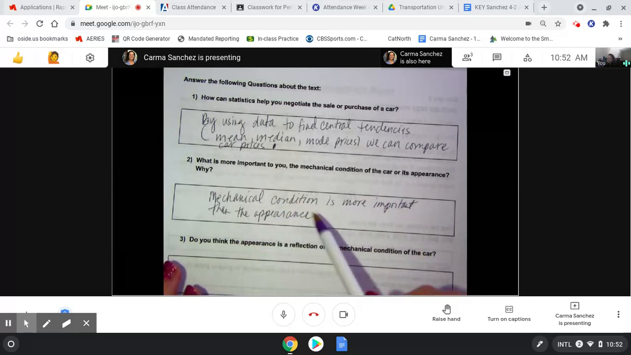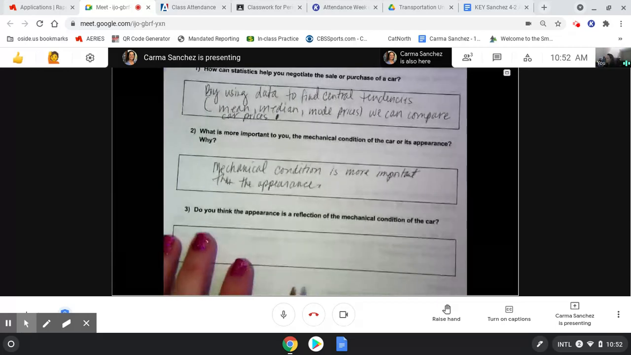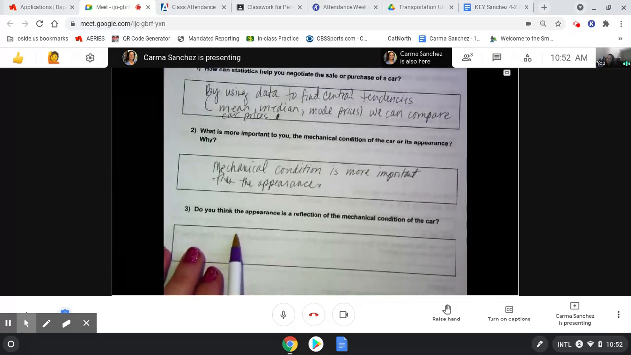Some people will say, well, I'm spending so much money on a car, I want the appearance to be everything that I'm hoping it should be. Yes, that's the goal, but definitely the mechanical condition is more important. We need the car to be able to run. Do you think appearance is a reflection of the mechanical condition of the car? So think about this. You find somebody on OfferUp who's selling their Honda Civic, so you go show up. There's a whole bunch of trash and bags and stuff in the car when you're looking at it. Do you think that the appearance of that vehicle is a reflection of the mechanical condition?